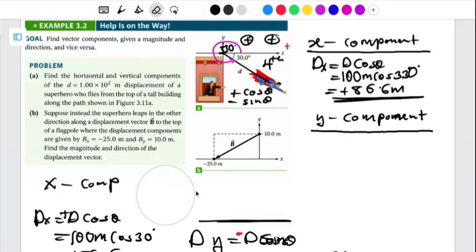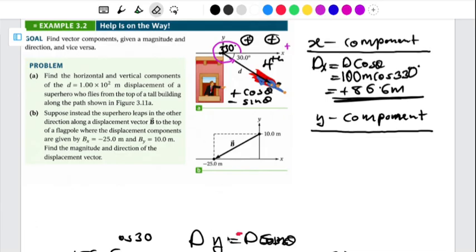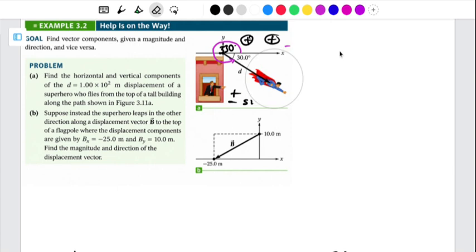All right. Now, let's try to answer question B. Question B says, suppose instead the superhero leaps in the other direction along a displacement vector B to the top of a flagpole, where the displacement components are given by Bx equal to negative 25 and By equal to 10 meters. Find the magnitude and direction of the displacement vector.